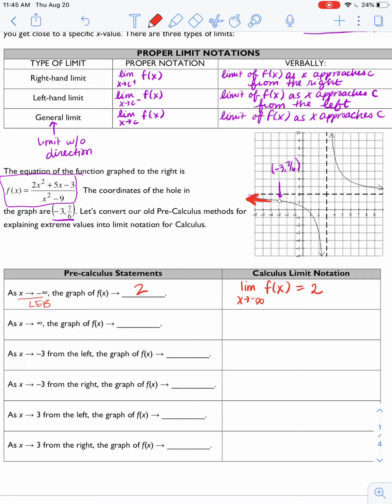For the right side, as x approaches positive infinity, that's my right end behavior. The graph of f of x approaches blank, so I'm going to take the right piece, try to follow that and see where it's going, and it also seems to be approaching that horizontal asymptote of 2. Now notice here on my infinity and -infinity, I didn't put any direction symbols after, so there's not a plus or a minus, because if I'm going to infinity, I can only come from the left. If I'm going to -infinity, I can only come from the right. So we just don't actually worry about it.